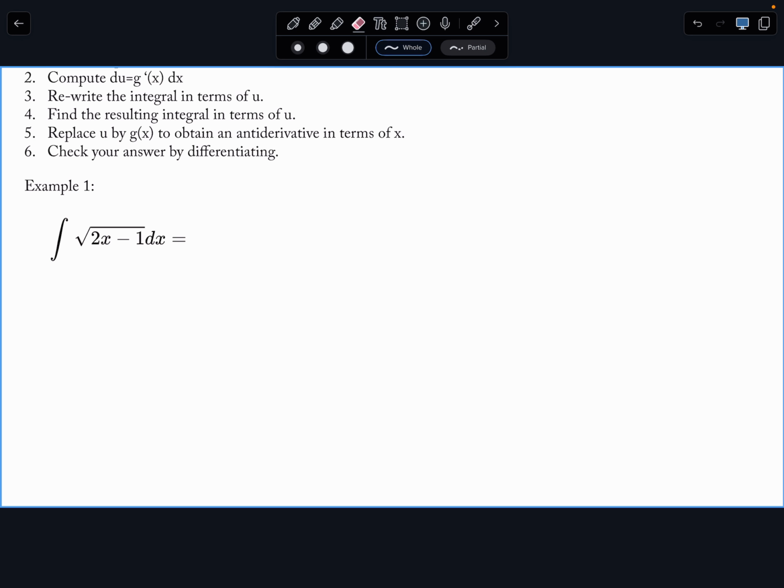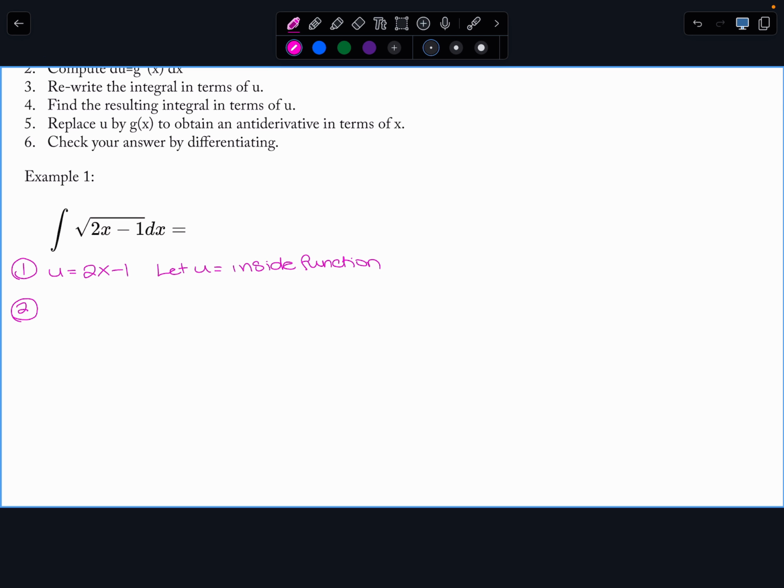Okay, so your first step is to let u be equal to the inside function, which is 2x minus 1. Step 2 is going to be to take the derivative of 2x minus 1 implicitly. So that would mean du over dx is equal to 2.